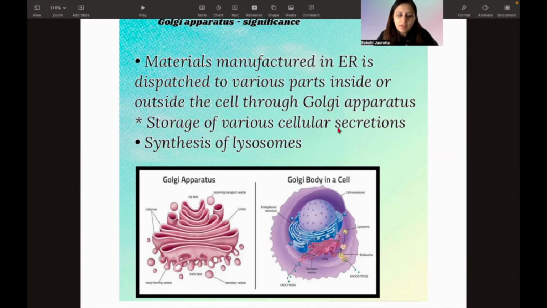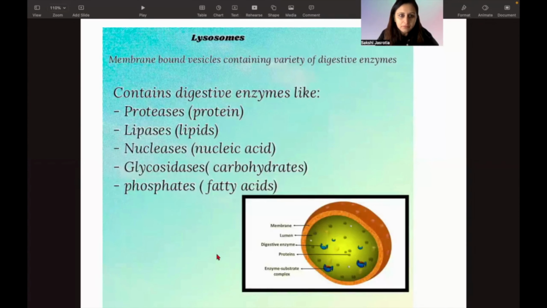Storage of various cellular secretions and synthesis of lysosomes. So lysosomes की synthesis भी यहीं होती है in the Golgi apparatus. So now we know the major significance of Golgi apparatus. Its work is to dispatch the various secretions, the various manufactured material, whatever ER has delivered to the Golgi apparatus, और यहाँ से through these various tubules it reaches the different parts of the cell.